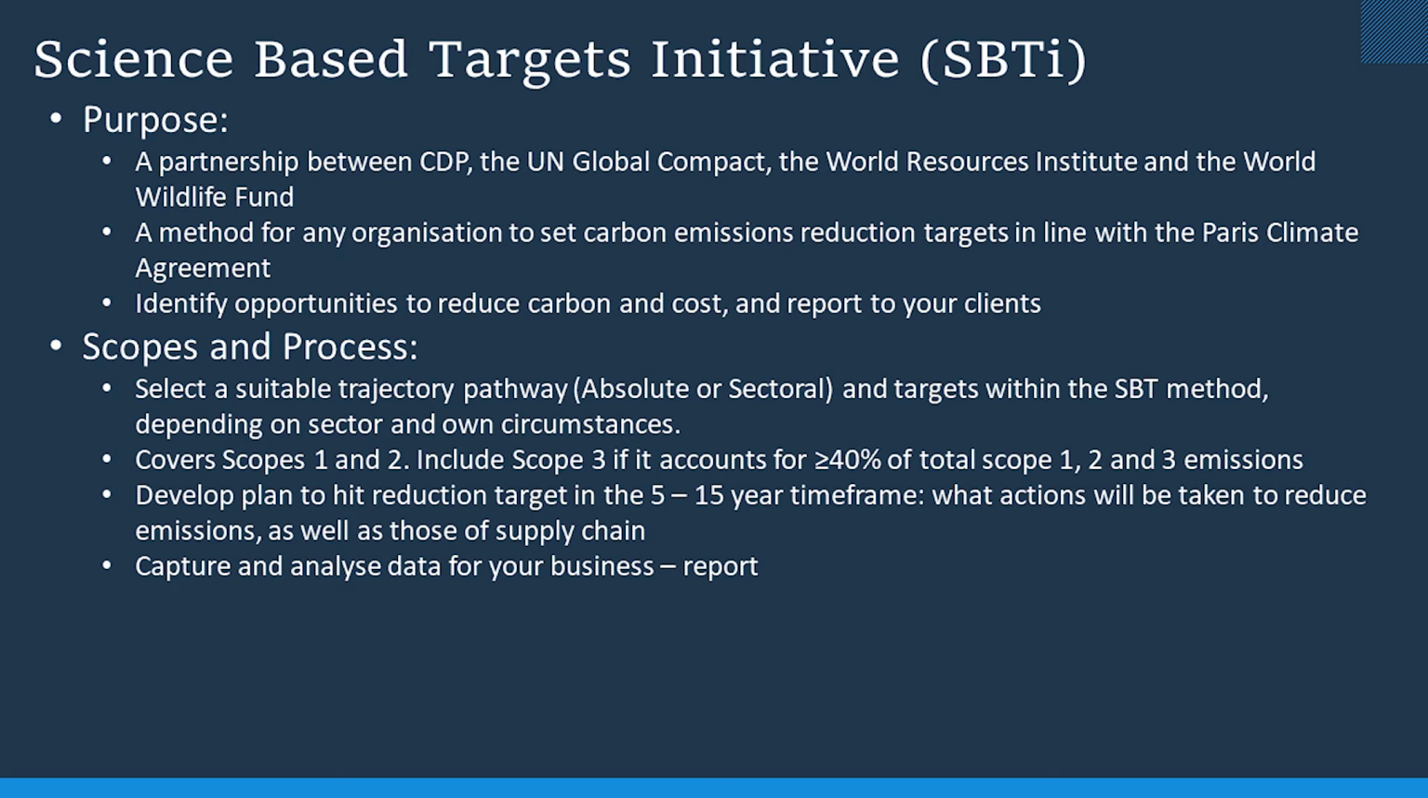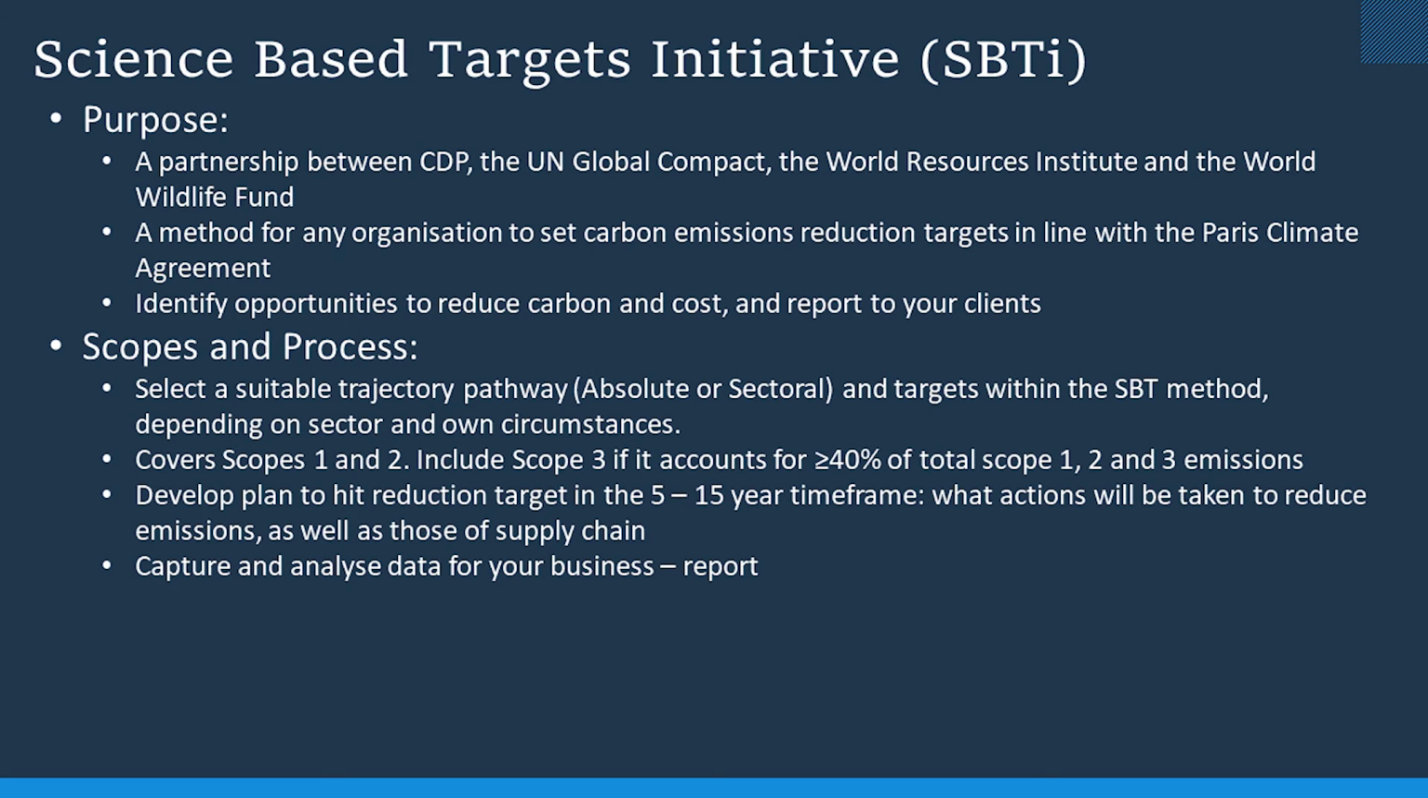And then putting targets on that within the SBT method. It definitely covers your own scope 1 and 2 emissions. Clearly you have control over those, but it also includes your scope 3 emissions if those account for more than 40% of your total emissions. So if you've got all of your emissions for all scopes 1, 2 and 3, if your supply chain upstream and downstream accounts for 40% or more of that pie chart, you need to include scope 3 as well. And that's the tricky bit, because that's stuff that's outside of your four walls. You need to engage with your suppliers, your service providers as well to help you with that information and work with you on that.